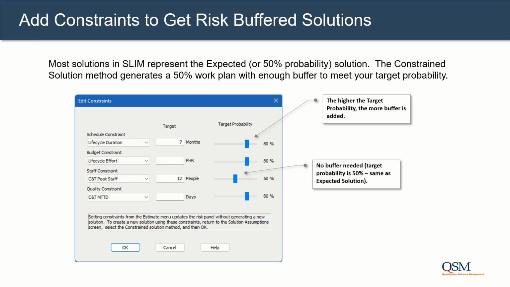Most solutions in SLIM represent the expected or the 50% probability solution, but you can add constraints to get a risk-buffered solution. The constrained solution method generates a 50% work plan with enough buffer to meet your targets and desired probability. For example, being 80% confident of not exceeding the life cycle duration of 7 months.